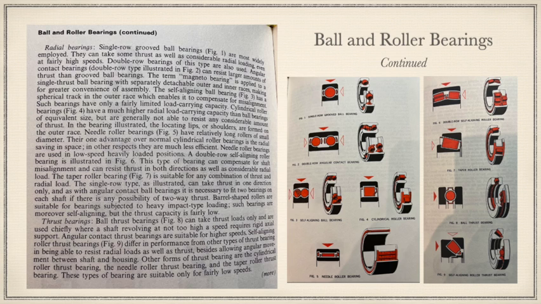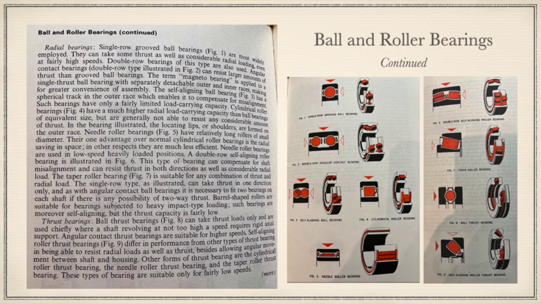The self-aligning ball bearing, seen in Figure 3, has a spherical track in the outer race which enables it to compensate for misalignment. Such bearings have only a fairly limited load carrying capacity. Cylindrical bearings, seen in Figure 4, have a much higher radial load carrying capacity than ball bearings of equivalent size, but are generally not able to resist any considerable amount of thrust. In the bearing illustrated, the locating lips, or shoulders, are formed in the outer race.